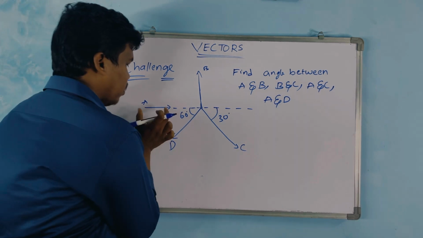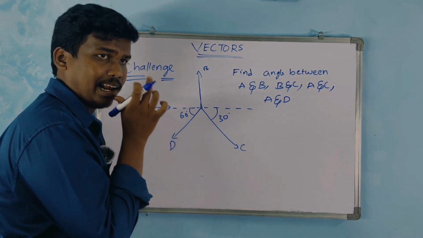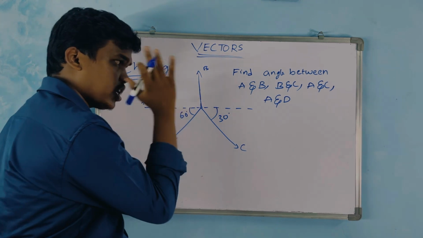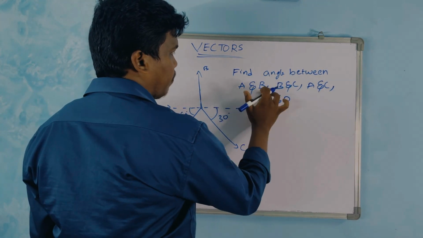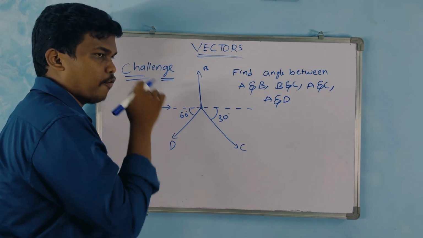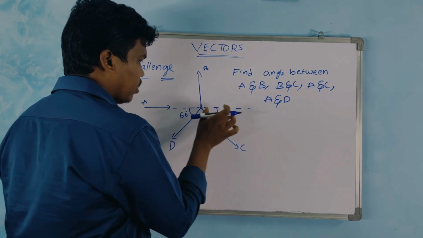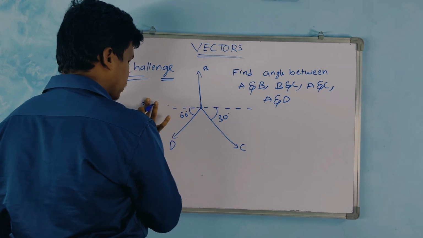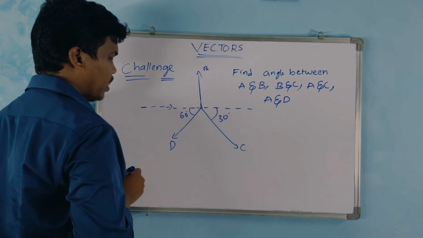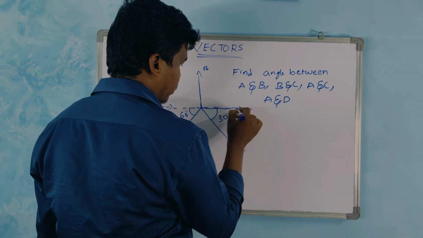How? We learned that we can shift the vector parallelly. Now, this is the vector A. The question is, find the angle between A and B, B and C, A and C, and A and D. For finding the angle between the vectors, firstly, I am going to shift this A vector to here. I am rubbing this A vector. Here is the old place of the vector. I am shifting this to here. Here is the vector A.